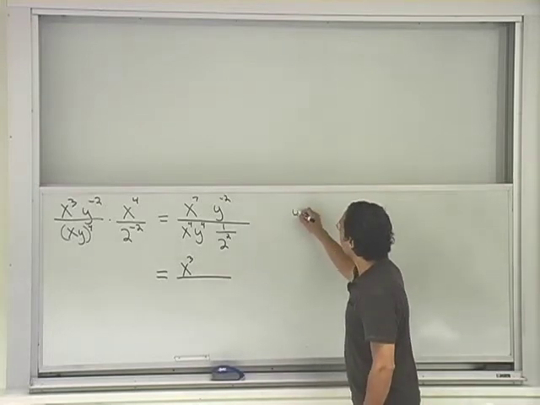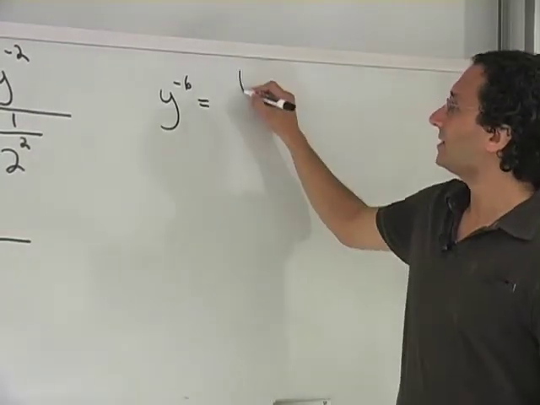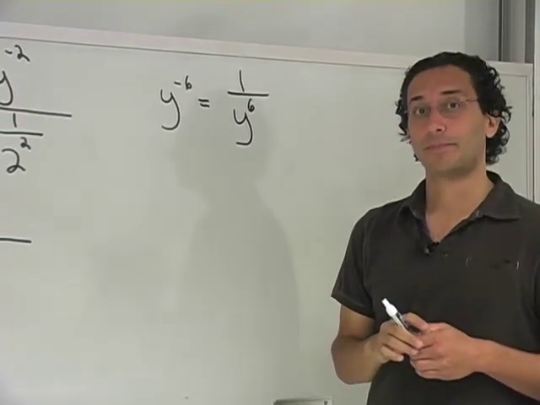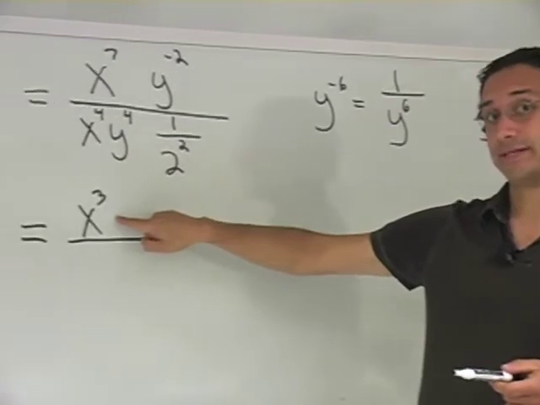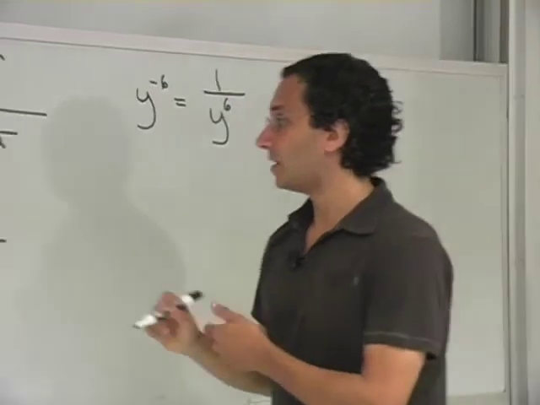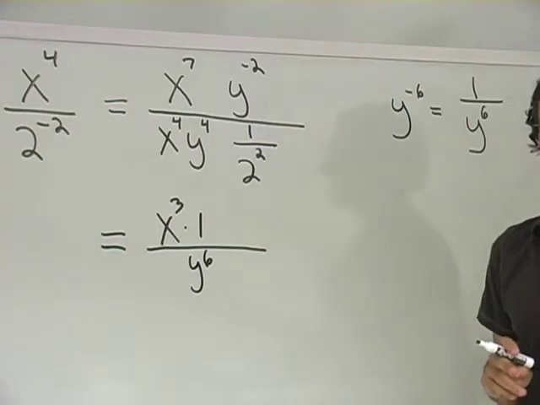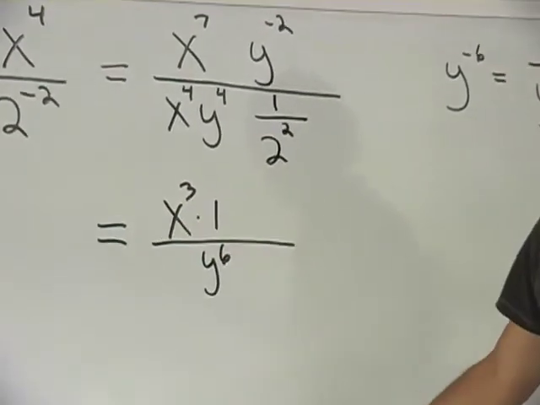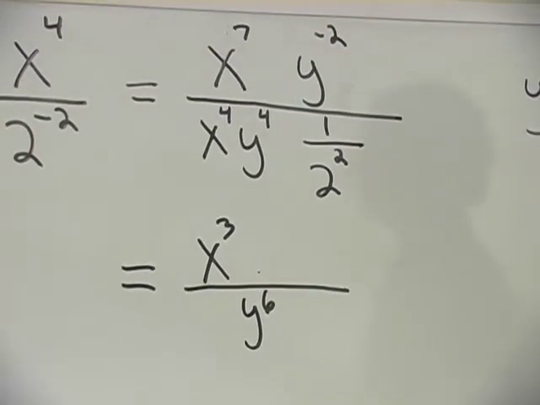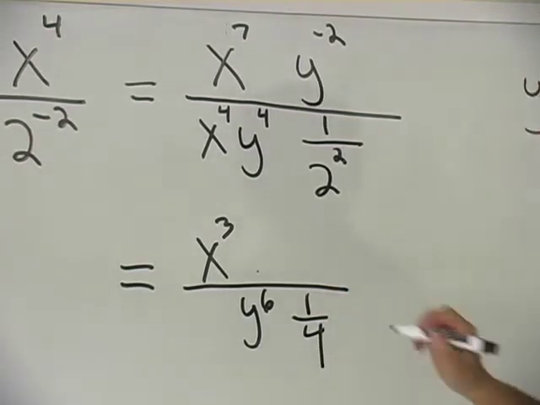But negative exponents, again, mean something else. Y to the minus 6th means 1 over y to the 6th. So that y to the minus 6th that was on top becomes 1 over y to the 6th. So I can write it like this. And typically, since I have something up there already, I don't write the 1 in. X cubed times 1 is x cubed. So that takes care of that. This is just 1 over 4.